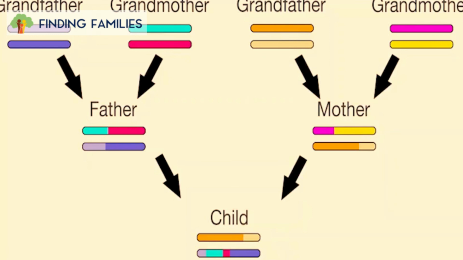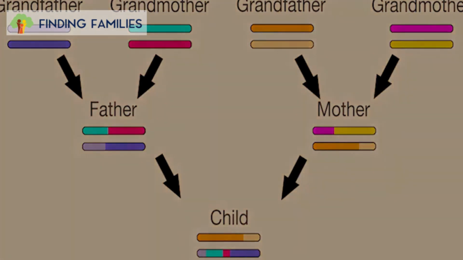And the next thing to grasp is that the inheritance of 50% of their DNA from each parent is random.